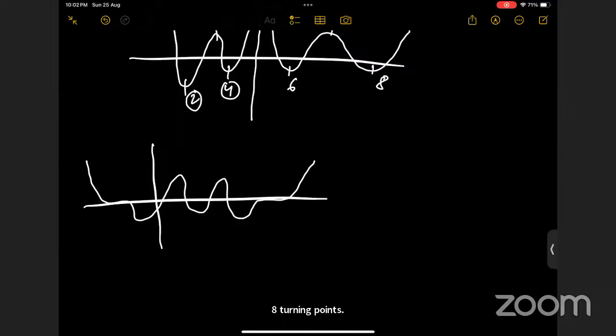Yes, 5. So here, 1, 2, 3, 4, 5. So there are a total of 5 turning points. Fine.